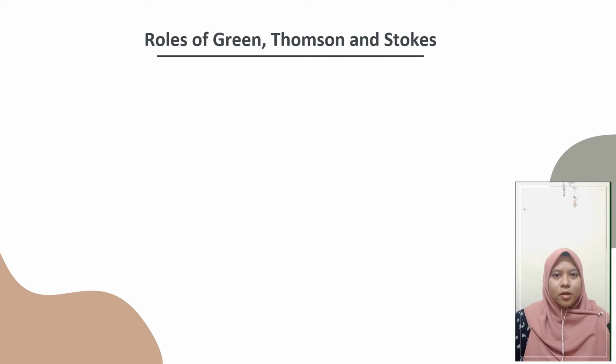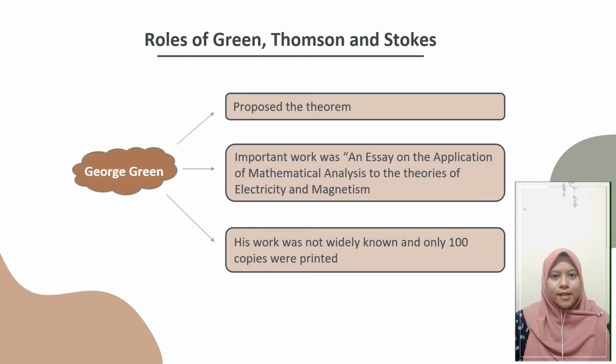Roles of Green, Thomson, and Stokes in discovering the theorem. It was tied with George Green, who proposed the theorem. In 1828, he published his own work, titled An Essay on the Application of Mathematical Analysis to the Theories of Electricity and Magnetism. Once the essay was published, it was not well known, and only 100 copies were printed. In 1840, he died, leaving behind his essays.